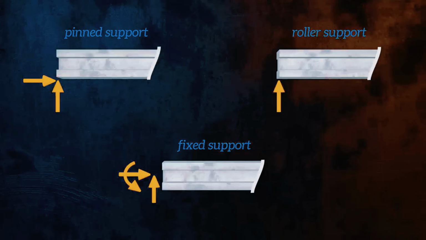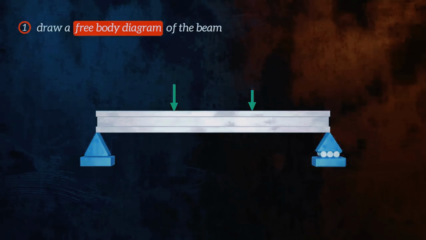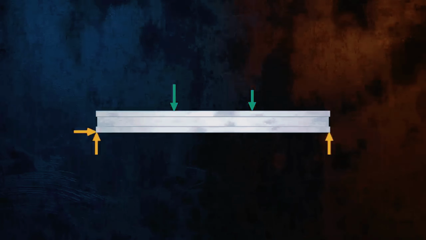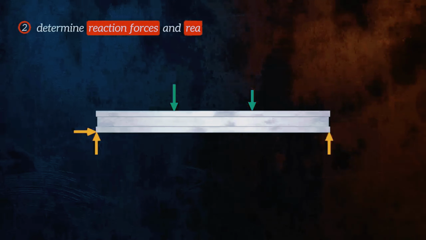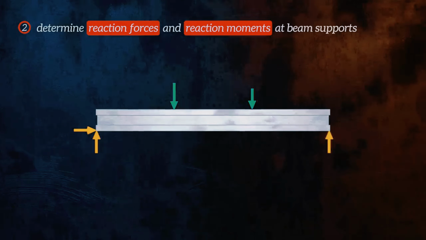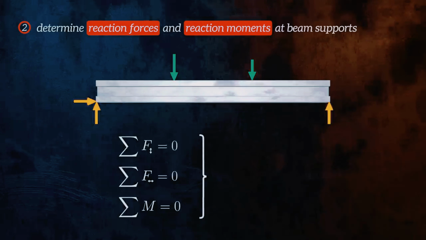So how do you determine the shear forces and bending moments within a beam? There are three main steps we need to follow. First, we draw a free body diagram of the beam. This shows all of the applied and reaction loads acting on the beam. The next step is to calculate the magnitude of the reaction forces and reaction moments at all of the beam supports. We do this using the concept of equilibrium. To maintain equilibrium, all of the forces in the vertical and horizontal directions should cancel each other out. Similarly, all of the moments acting at every point along the beam should cancel each other out. This gives us a set of simple equations we can solve to calculate the reaction forces and moments.